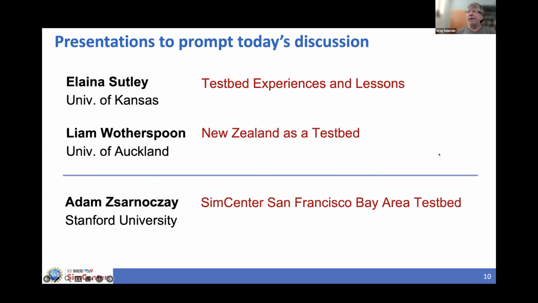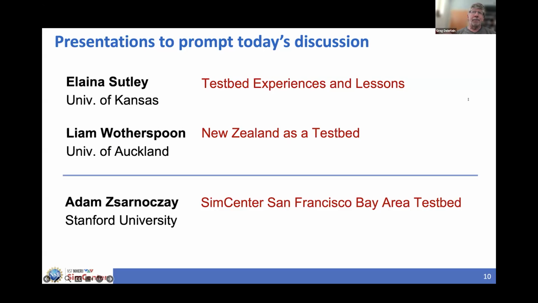So finally, with that, I'd like to introduce the three speakers who are going to prompt the discussion today. First, we have Elena Sutley from University of Kansas, who, as she'll describe, has co-authored a number of papers specifically looking at test beds. So she'll explain some of the lessons from that. Then Liam Witherspoon from the University of Auckland, who's worked with the QuakeCoRE group, a large research entity in New Zealand, and he'll describe a regional test bed. It's actually regional over the whole country of New Zealand.